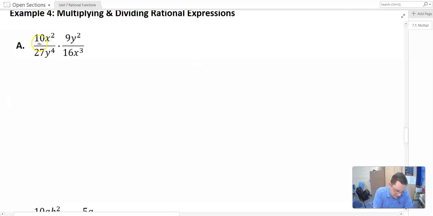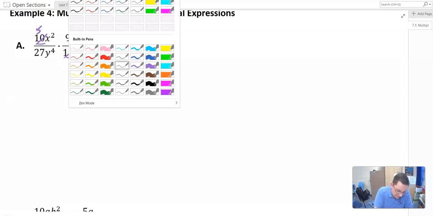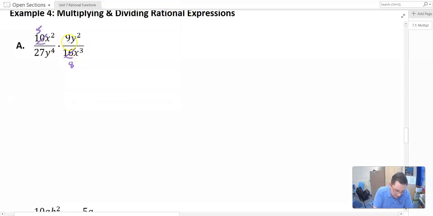So what does 10 and 16 share in common? Well, they can both be divided by 2. And so 10 divided by 2 is 5. And 16 divided by 2 is 8. Now, we can continue this process. We look at the 9 and the 27. 9 and 27 share a 9. So 9 divided by 9 is 1. And 27 divided by 9 is 3.